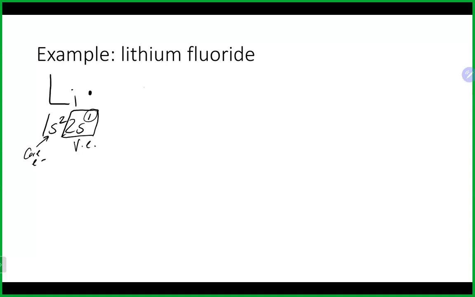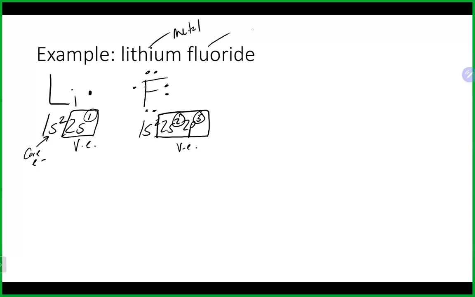And fluorine is group 7, so it has 7 valence electrons. The electron configuration is 1s2, 2s2, 2p5. These are on the highest energy level, 2 and 5 is 7. Those are the valence electrons we see in the picture here. Lithium is a metal and fluorine is a nonmetal, so right off the bat I should know the bond here is going to be ionic. We're going to get a transfer of electrons.